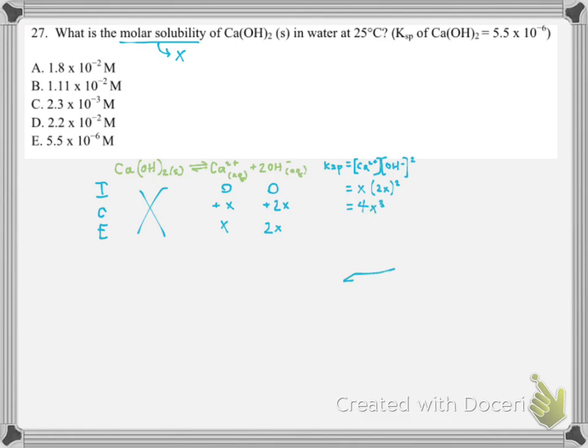Okay, so to solve for x, we're going to set that equal to our KSP value. So we have 4x cubed equal to 5.5 times 10 to the negative 6th. So we divide by 4, take the cube root, make sure you know how to do that on your calculator. We get that x is equal to 1.11 times 10 to the negative 2 molar. Okay, so that's going to be answer B.